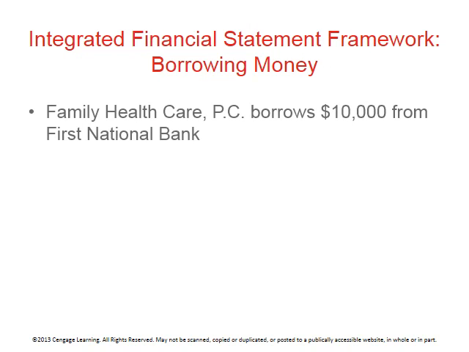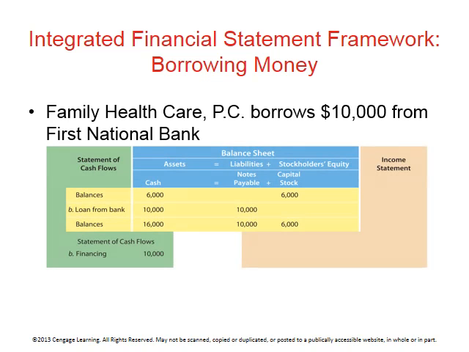So now we're going to borrow some money. So we're going to borrow $10,000 from First National Bank. So let's look at the transaction. So our cash increased $10,000. Why? Because we're borrowing money from the bank and putting it in the bank as cash. So our cash increases $10,000.